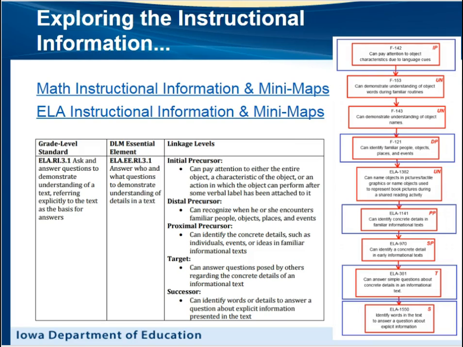Again, we get a chart like this, which shows the grade level standard. This is Iowa Core itself. Then we have the DLM essential element, and so we're considering answers who and what questions to demonstrate understanding of details in a text.